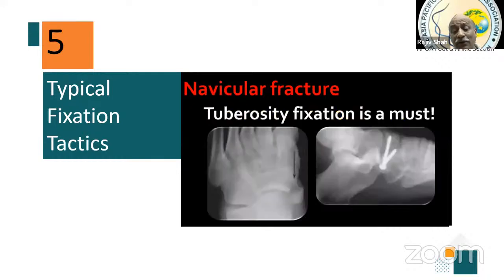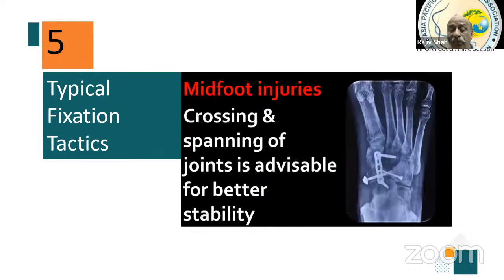And then if you have a tuberosity fracture, or a navicular fracture where there is a crack extending up to the tuberosity, fixation of the tuberosity is a must. If you don't fix the tuberosity accurately, the tibialis posterior, which gets attached there and is the main stabilizer of the arch, would get lax, and this patient may land up with secondary post-traumatic flat foot.